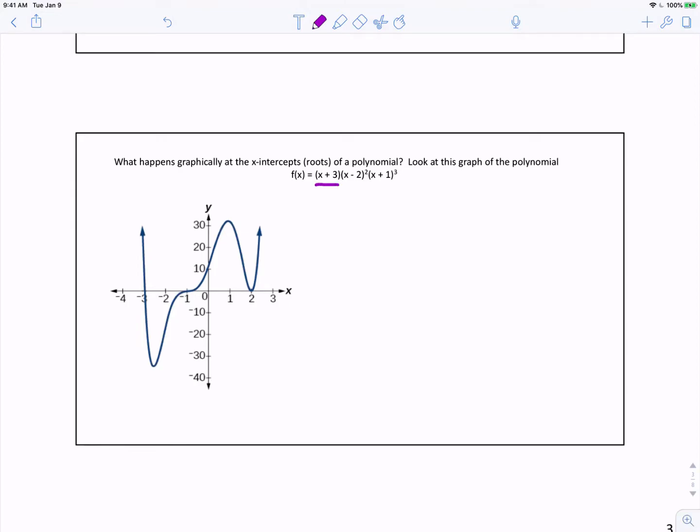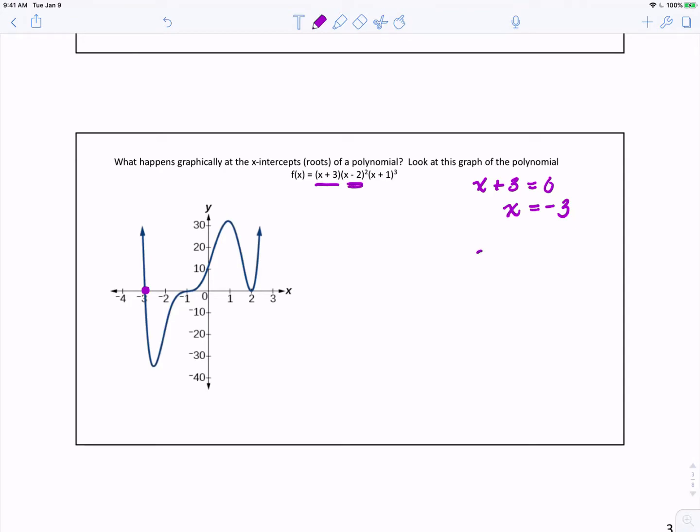So one root, if we took a look at the factor x + 3 = 0, one root is x equals negative 3, which we can see here on the graph. And notice that the graph passes through the point x equals negative 3. Let's take a look at this next root here.